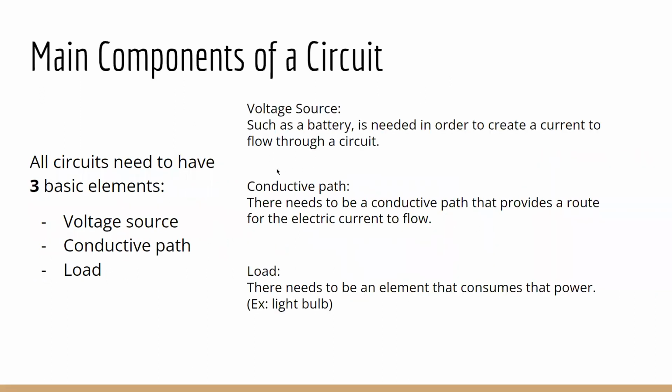So what are the main components of a circuit? All circuits need to have three basic elements: a voltage source, a conductive path, and a load. A voltage source, which could be a battery, is needed in order to create a current to flow through a circuit. A conductive path is needed to provide a route for the electrical current to flow. And there needs to be a load, an element that consumes the power from the battery, such as a light bulb.